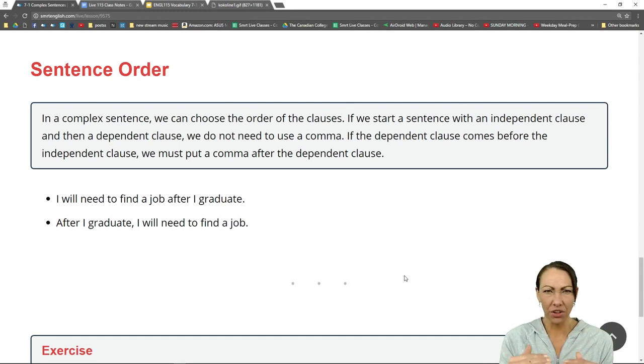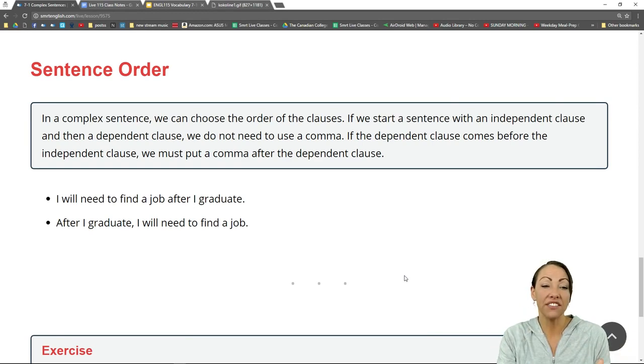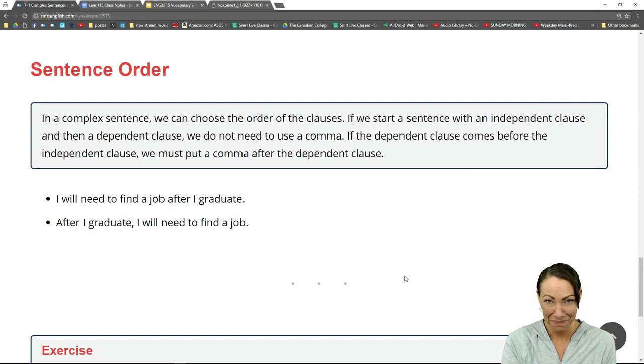So you see how both of those sentences say the exact same thing? It's the exact same idea. Graduate, get a job. I will need to find a job after I graduate. Don't need a comma, because we started with our independent clause. Second sentence, after I graduate, comma, I will need to find a job. And we have that comma because in our second example, we started with our dependent clause.